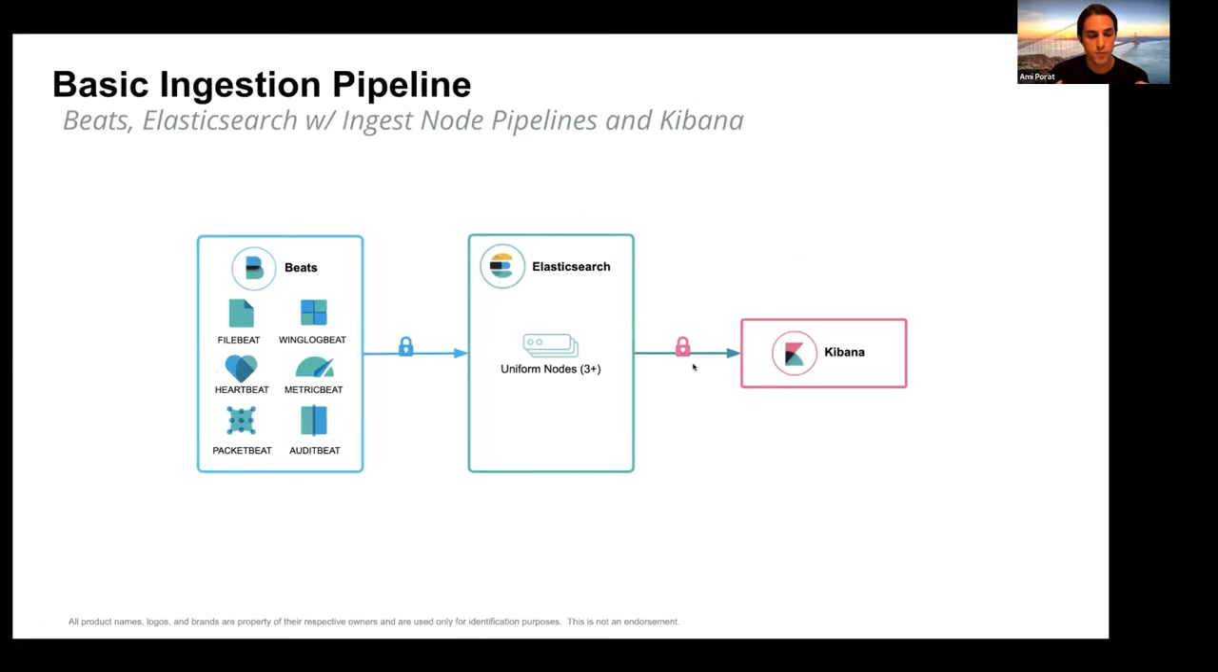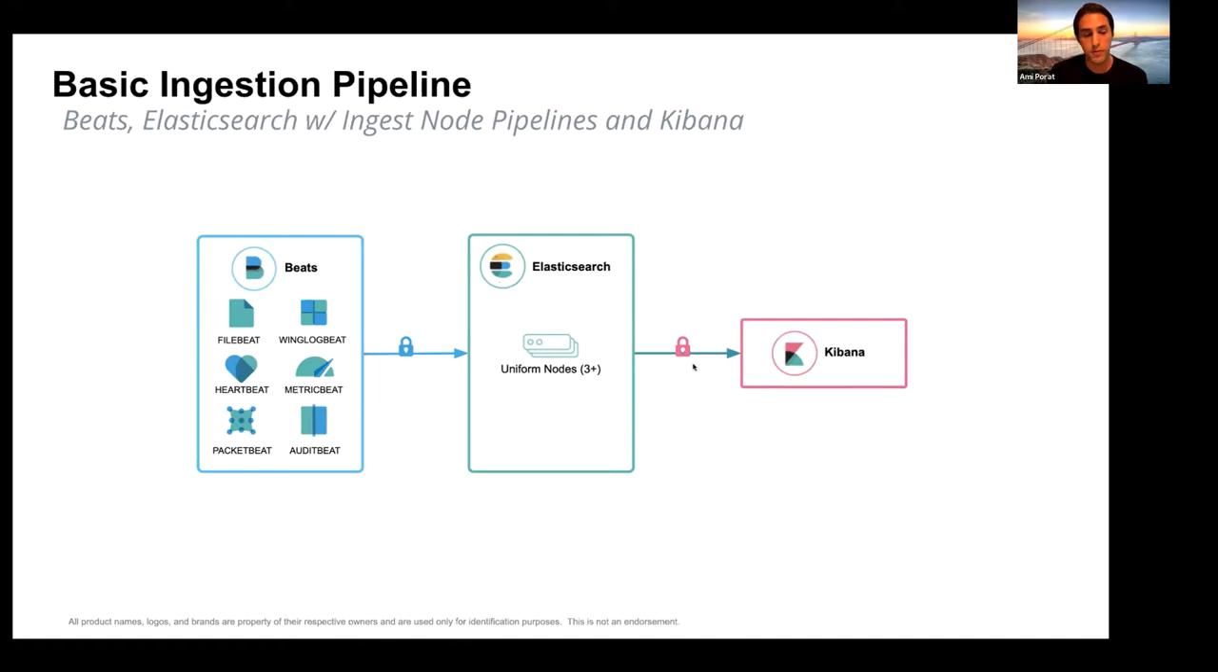So this is a basic ingest pipeline in Elasticsearch. At its most basic form, we have our Beats, which are data shippers. They sit on an edge machine. They have some built-in modules, some built-in functionality that tells them what kind of data they're meant to collect, and they ship that data directly to Elasticsearch. There could be intermediaries, intermediary places where the data is sent.